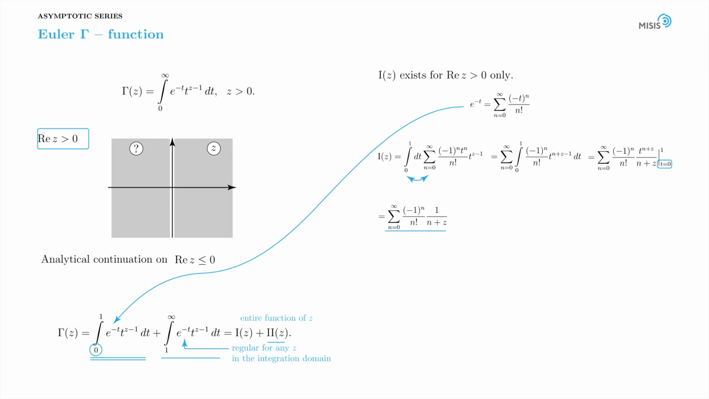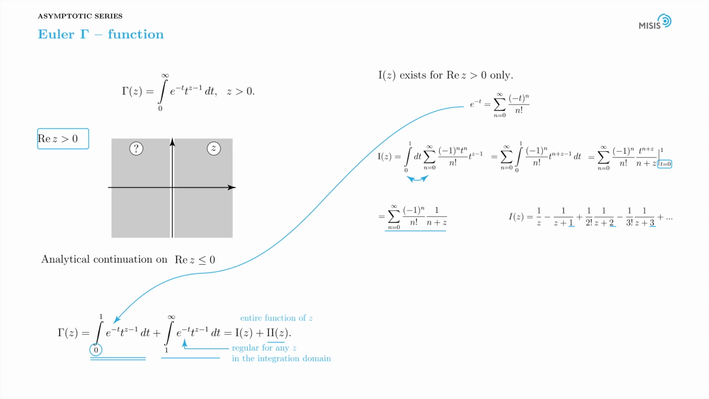Let's write down several initial terms of this sum. Here they are. As we see, the sum is defined even for negative z. In fact, it is well defined in the entire complex plane. There are some singular points though. These are -1, -2 and so on, which are just simple poles.